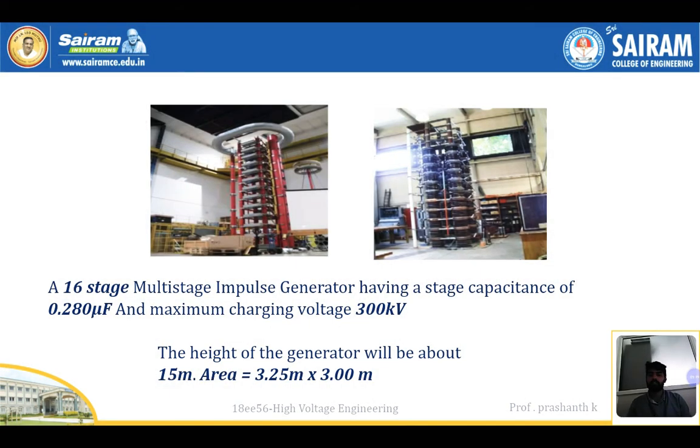Once you visit CPRI, the Central Power Research Institute, which is in RT Nagar, you can see a 16-stage multi-stage impulse generator having a stage capacitance of 0.280 and a maximum charging voltage of 300 kilovolts. This multi-stage impulse generator is available there. They'll show the demo also.